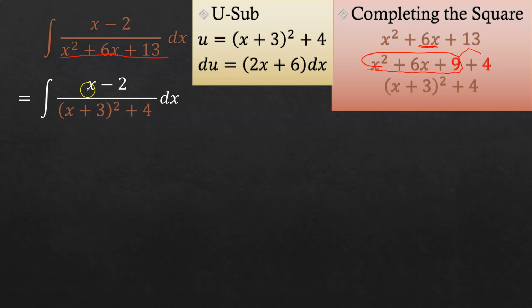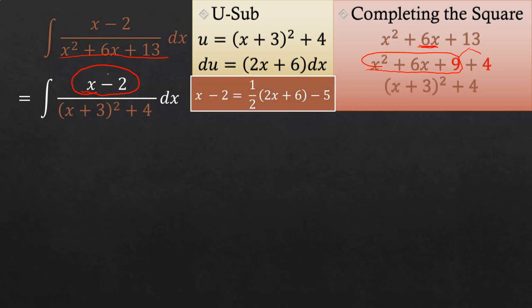But wait a minute. I don't have 2x plus 6. I have x plus 2. So how am I going to relate x plus 2 to 2x plus 6? Cleverly, I would say, x plus 2 is 1/2 of 2x plus 6 minus 5. Because 1/2 of 2x plus 6 is x plus 3. And x plus 3 minus 5 is going to give us x minus 2. And that's how I'm working in the inside derivative.